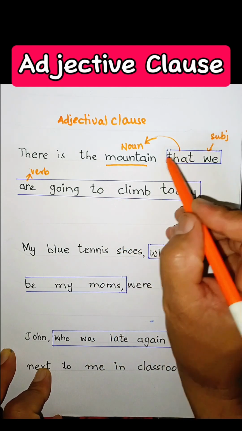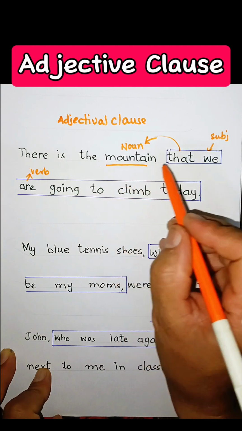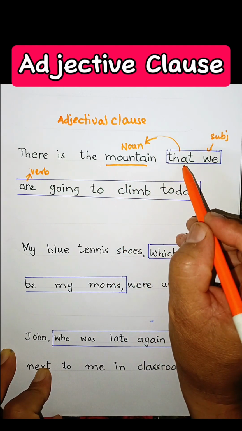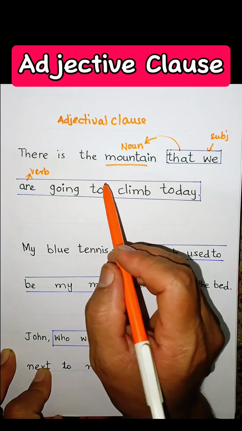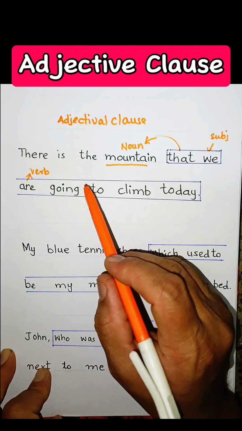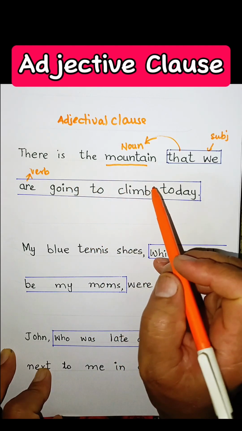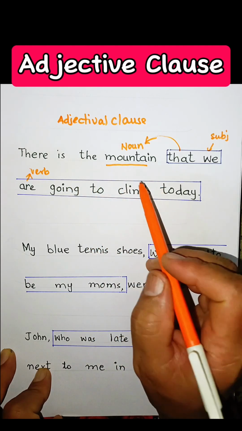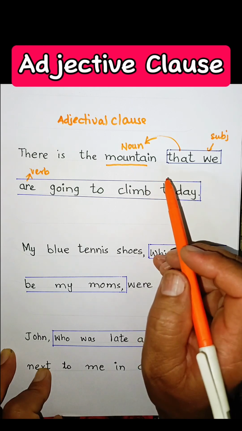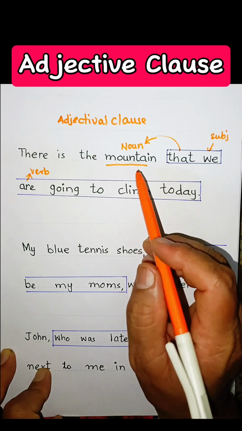So this clause qualifies or describes a noun. That's why it is an adjective clause. We may call it adjectival clause. So in short, we can say that a clause that functions or plays the role of an adjective, that qualifies a noun, is actually an adjectival clause.